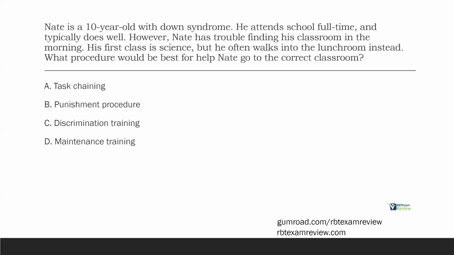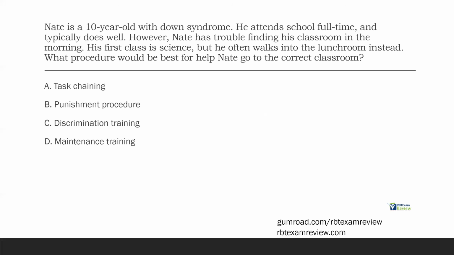A, task chaining. Are we doing any sort of task analysis? Are there steps to this? No, right? We just need one response, which is Nate walking to the right classroom, okay? We don't need to break this down into smaller steps, right? We just need to figure out how to help Nate tell the difference between two classrooms. Again, think of that word. What are we doing when we're telling the difference between two stimuli?